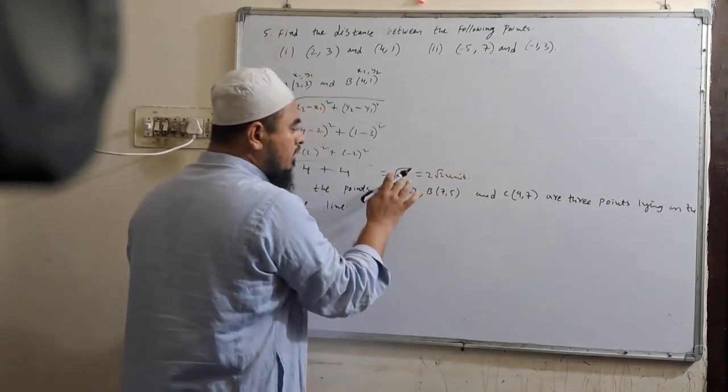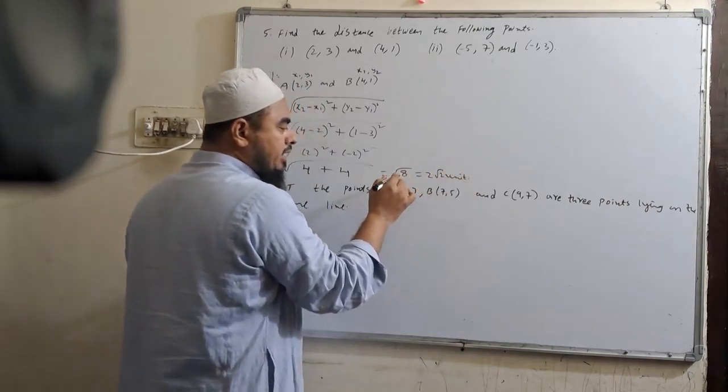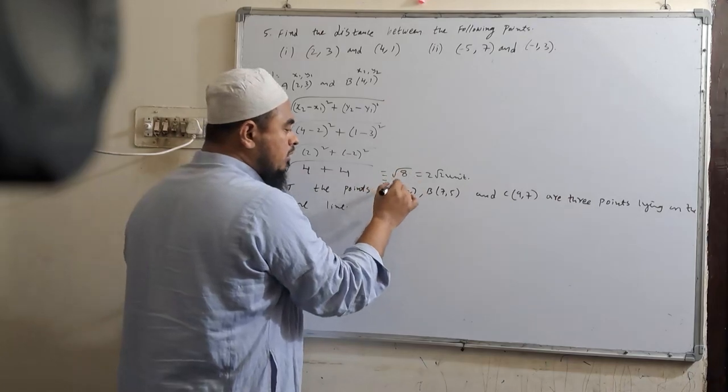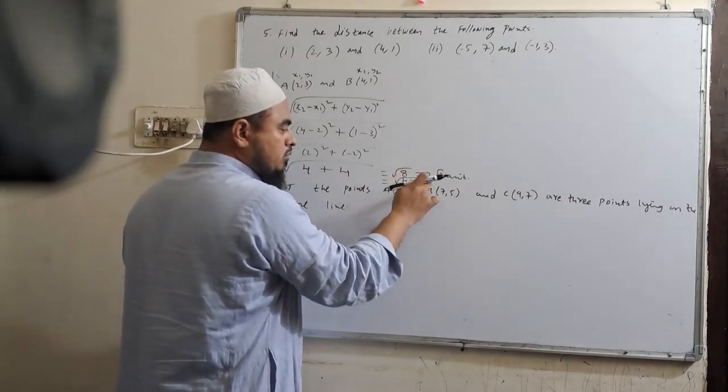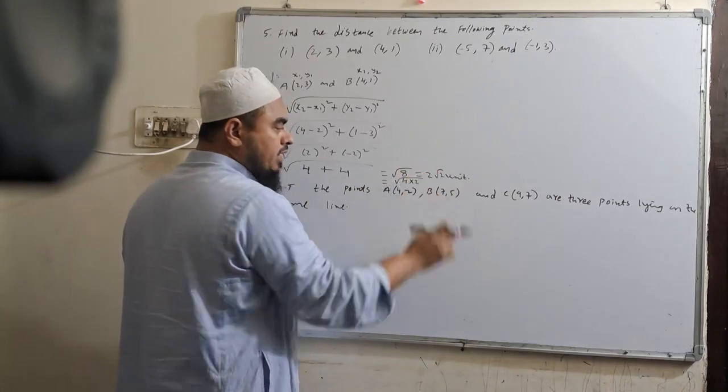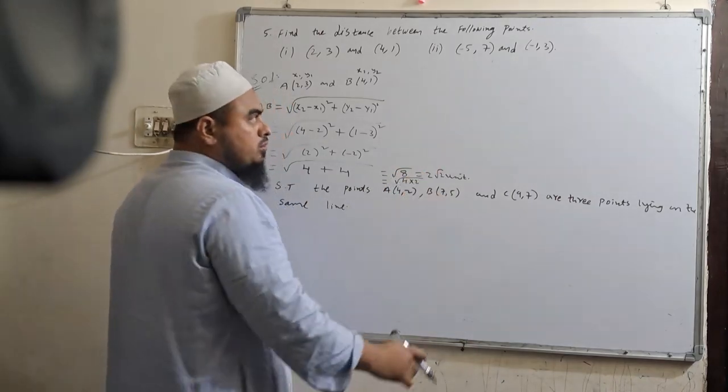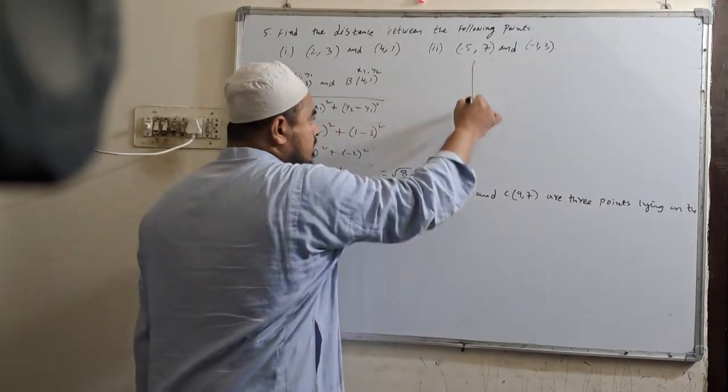Okay, how can we write 2 root 2? Root 8 can be written as root 4 into 2. Root 4 is nothing but 2 and root 2 is already there. So we get the answer as 2 root 2 units. This is how you have to solve.